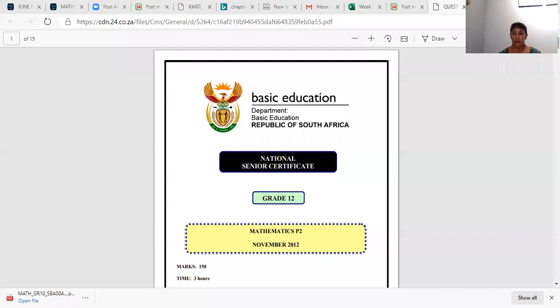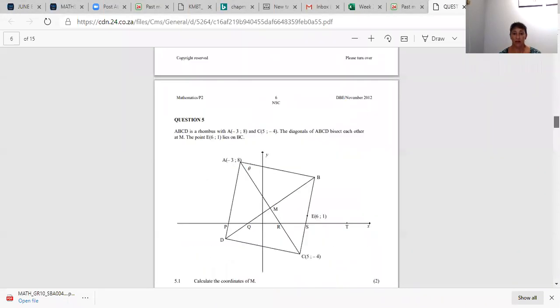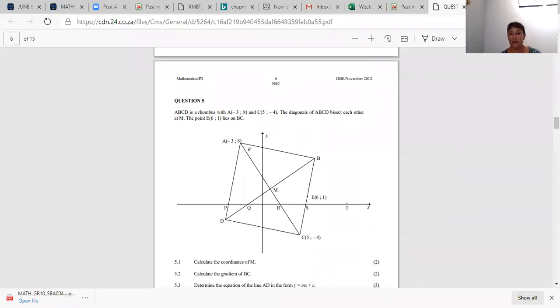Right, so welcome everyone, and let's get started with this analytical geometry. It's certainly necessary. It's a nice section in the paper. Right, I think we'll start with this one first.